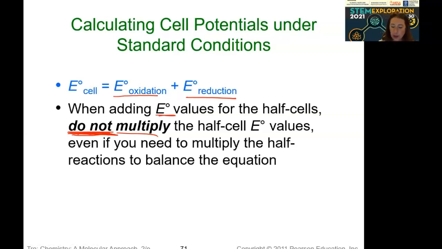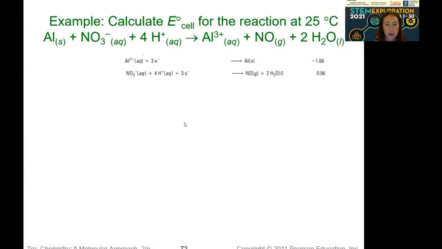Okay, so now I think the easiest way to talk about this is an example. So let's look at one. What we're going to do is calculate the E cell. We're going to ask, will this reaction occur? And if it does occur, what's the potential? Now, here's our reaction. It's all nicely balanced for you. So what I did was I went to the table and I found these reactions.